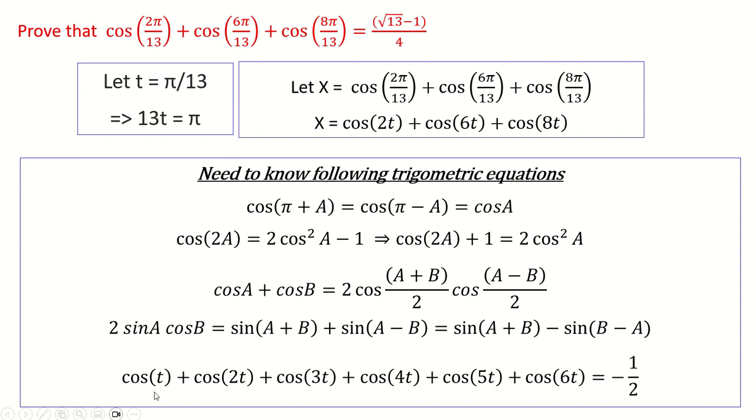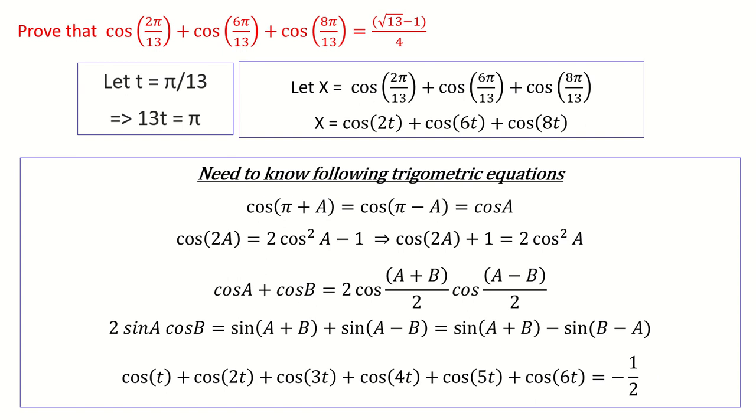And then the last one, the most important one: cos t. Here t is not any angle. t equal to pi by 13, that's what we assumed. So just remember, it is not for any angle. Cos t plus cos 2t plus cos 3t plus cos 4t plus cos 5t plus cos 6t equal to minus half. This is the most important one.